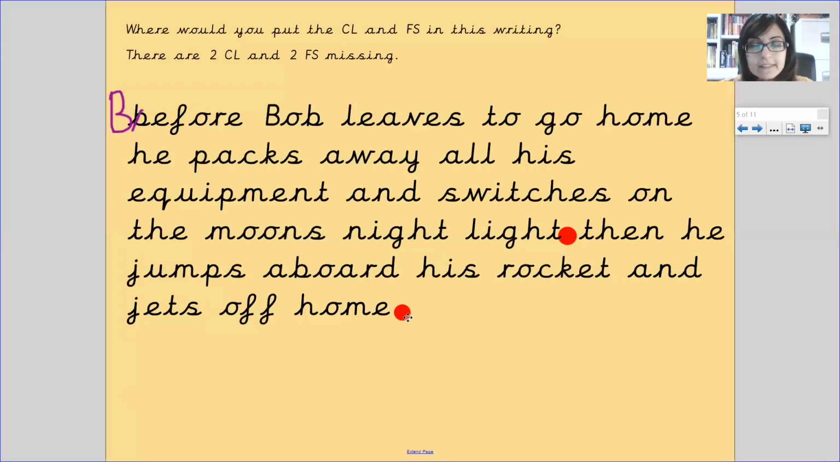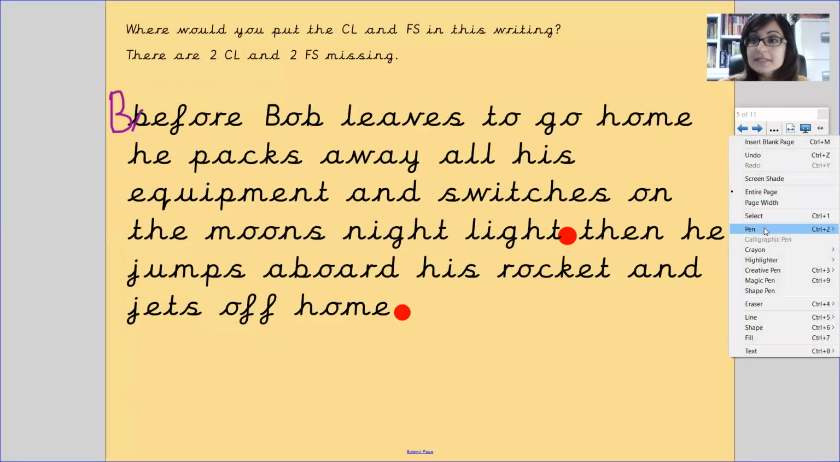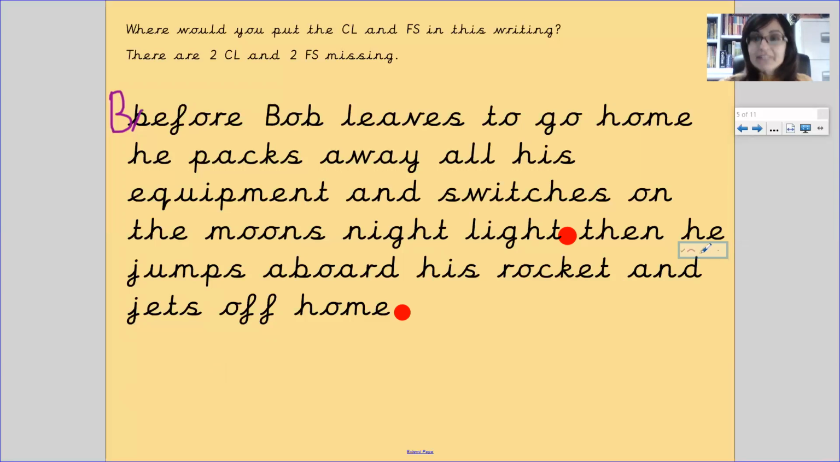Right, I think there's something missing. Can you tell me what's missing? That's right, the capital letter. So we need our pen out. And Mr. Watkins did tell me how to do this. There we go. Before Bob leaves to go home, he packs away all his equipment and switches on the moon's nightlight. Finish with a full stop. Cross out the lowercase t and the larger case T, capital letter. Then he jumps aboard his rocket ship and jets off home.